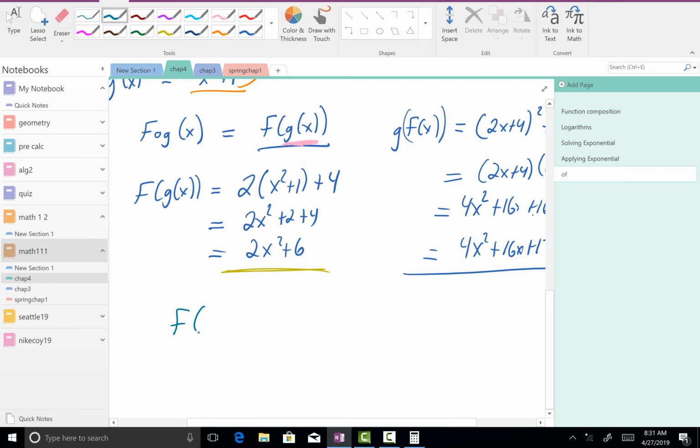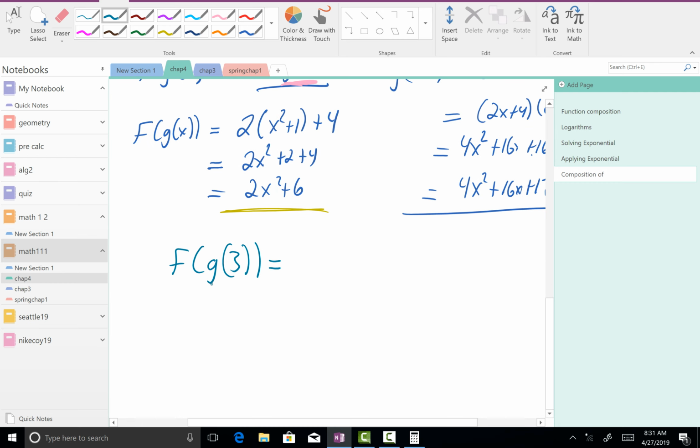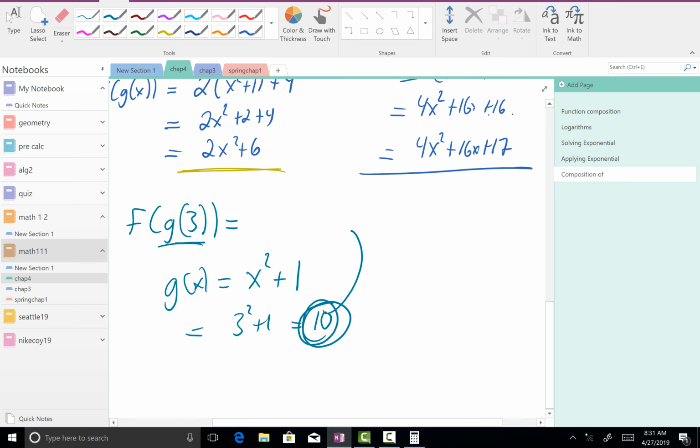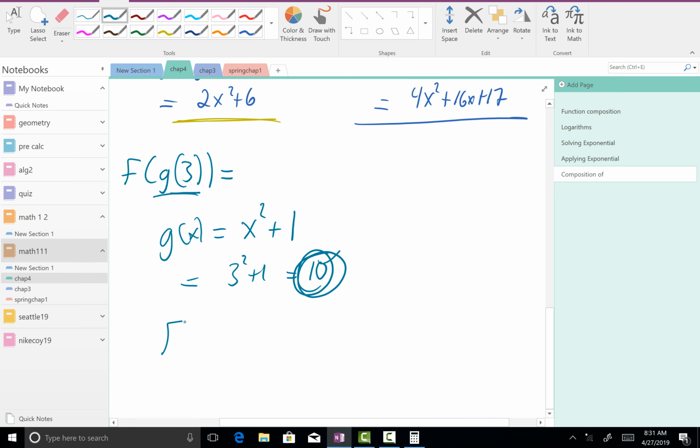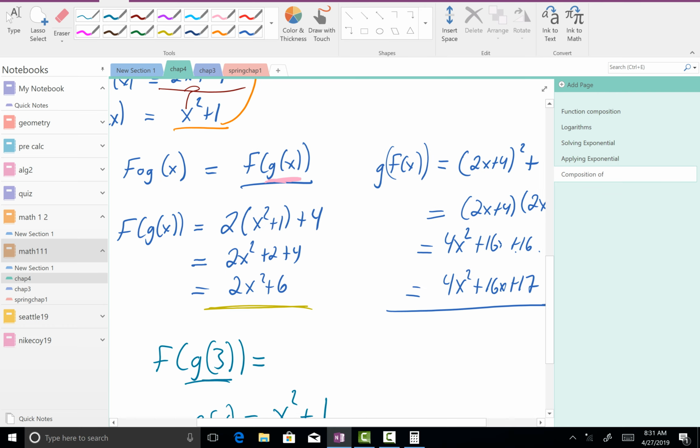Now, you also might see some questions like this, where they want you to take f of g of a number. If that's the case, then all you have to do is take the g of the number first. So you would do that. So we just put 3 in there, and we're going to get 3 squared plus 1, 10. Then we take that 10 and put it into the f function. So now we would go f of 10 equals, let's see what it was, 2x plus 4.